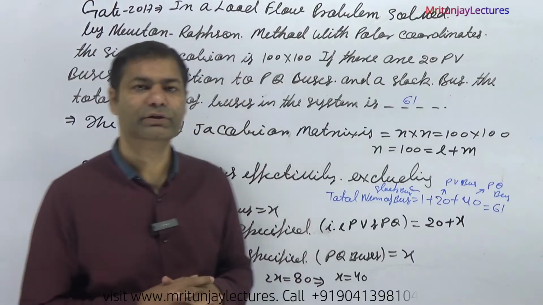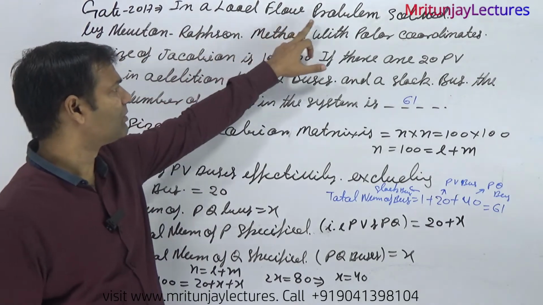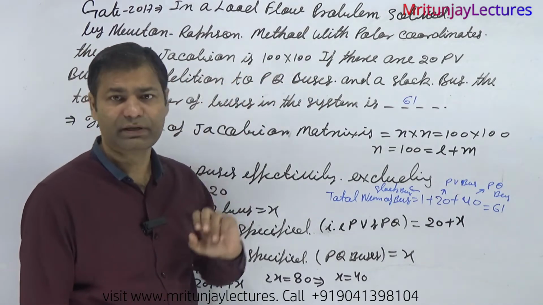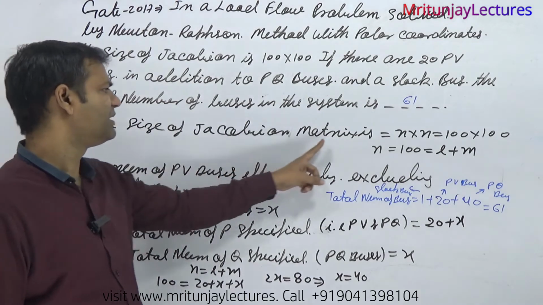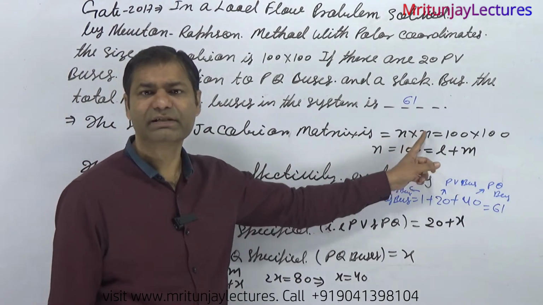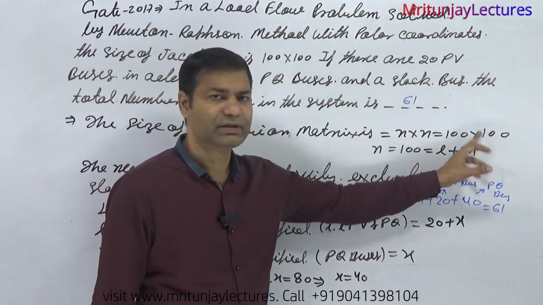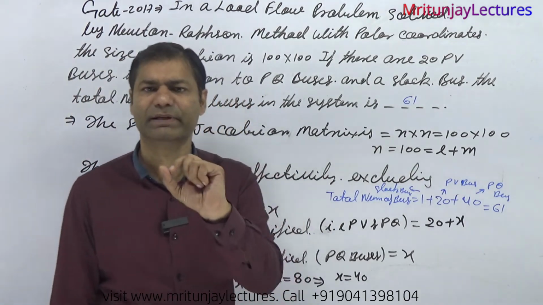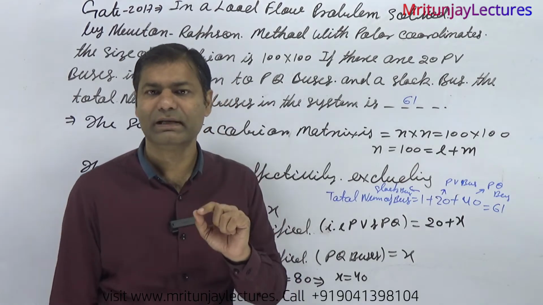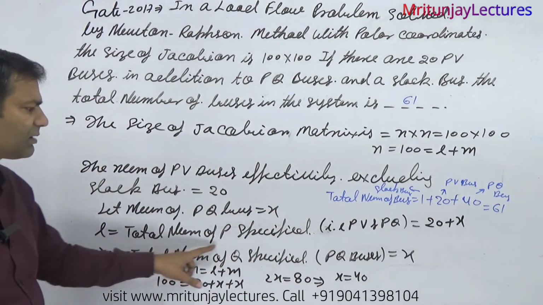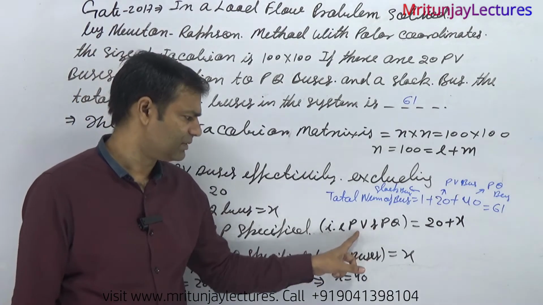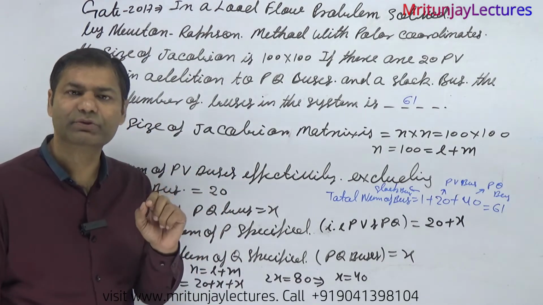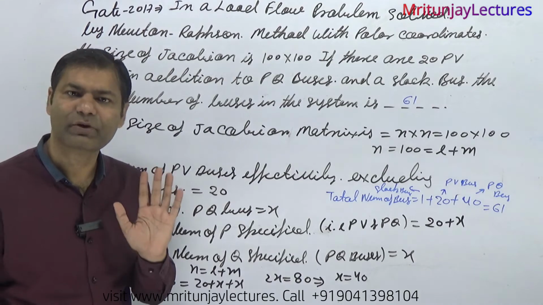According to the question in 2017, in a load flow problem solved by the Newton Raphson method with polar coordinates, the size of the Jacobian is 100 by 100. It means n is 100. I know that n is L plus M. L is the total number of P specified, that is PV buses and PQ buses. M is the total number of Q specified, that is PQ buses.